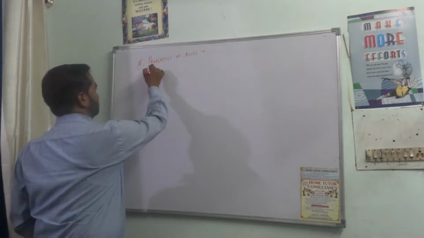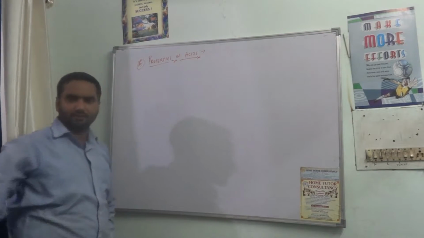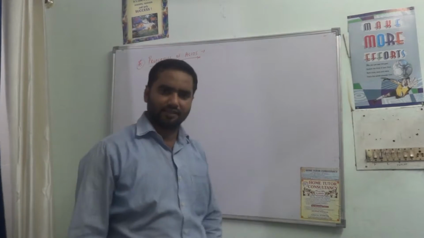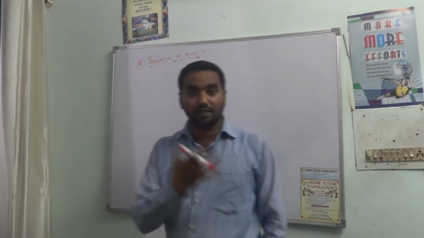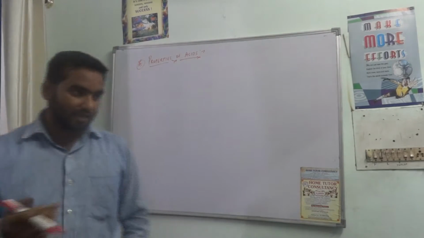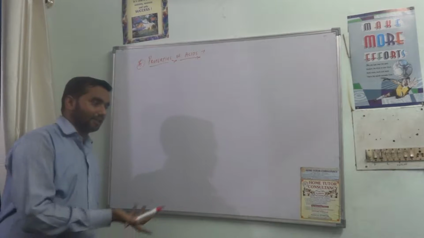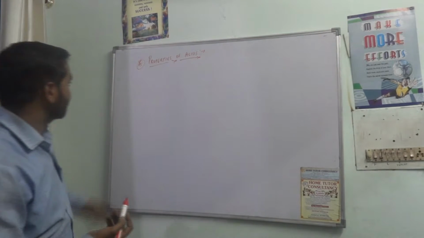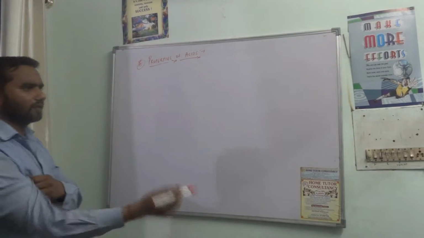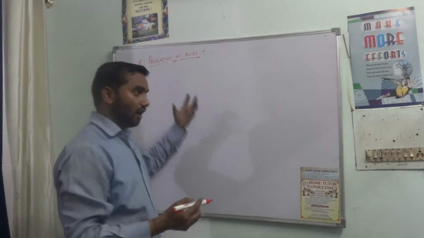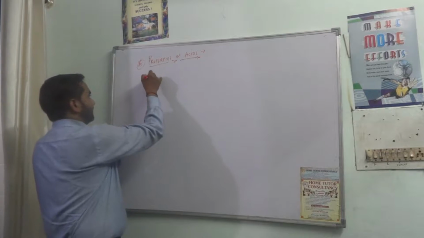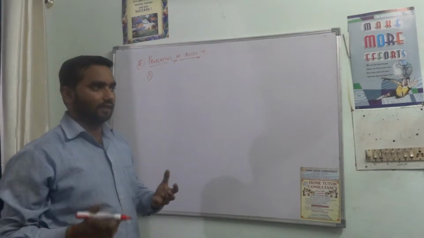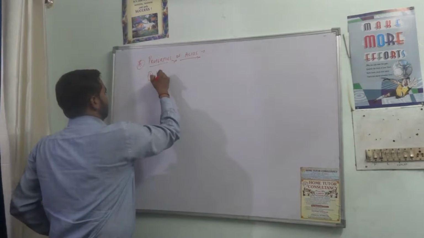So today we are going to discuss the properties of acids. Earlier we studied what is an acid, what is a base, and how we can indicate acid or base through different indicators, natural and synthetic. Now we are discussing the properties of acids: how acids react with others. The first one is metals.